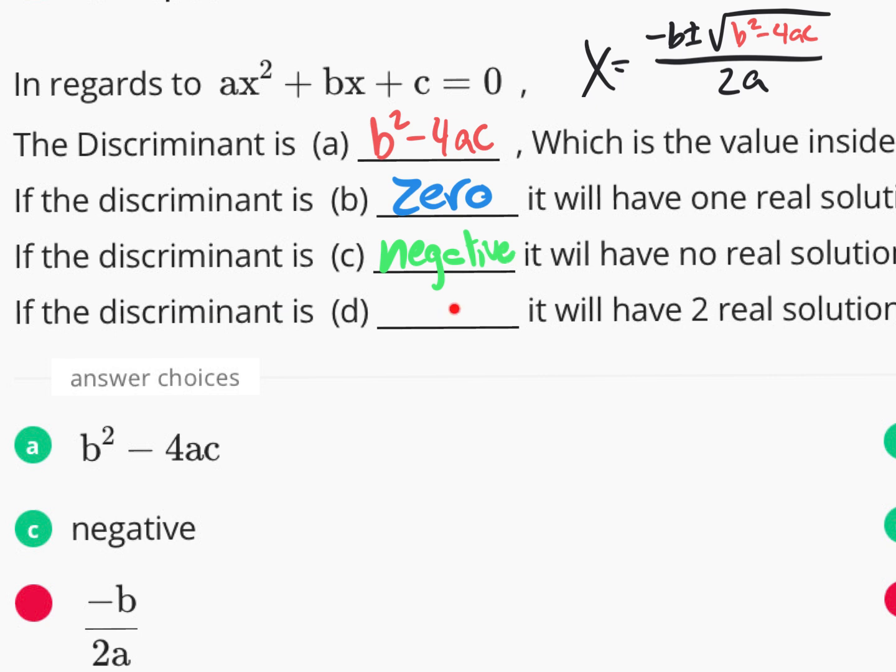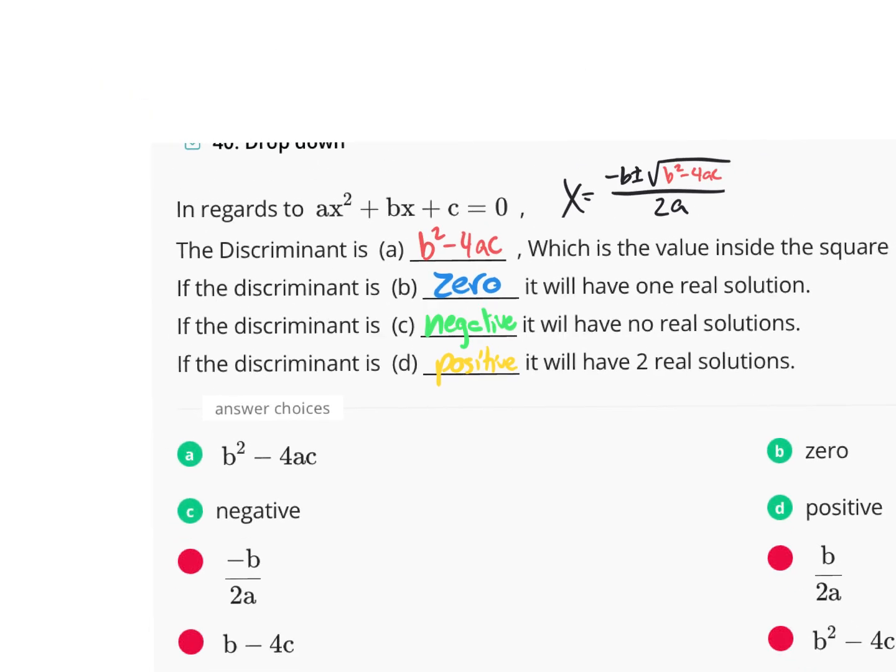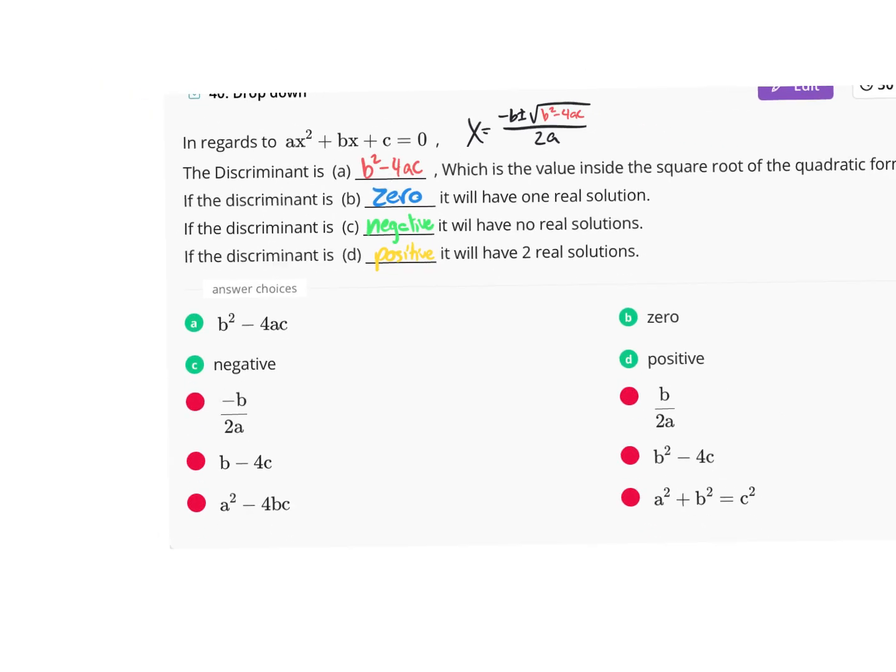Now, if your discriminant is positive, you're going to have two real solutions. Again, because if this is any positive number, you could do the square root of any positive number, and it's going to give you real decimal answers. And you'll be able to add and subtract those real decimal answers, producing two answers. So if your discriminant is positive, it's going to give you two real solutions. Anyways, I hope this helps.